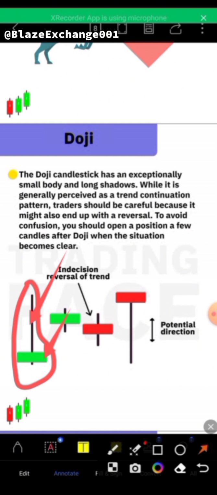To avoid confusion, you should open a position a few candles after the doji, when the situation becomes clearer. If you see this kind of candlestick, just hold on and wait for the trade to be clearer, and wait for good candlesticks that you can tell is actually bullish or bearish before you enter. They're very, very risky candlesticks. Just stay away. If you see them going to enter a particular trade, just count down first before you enter.